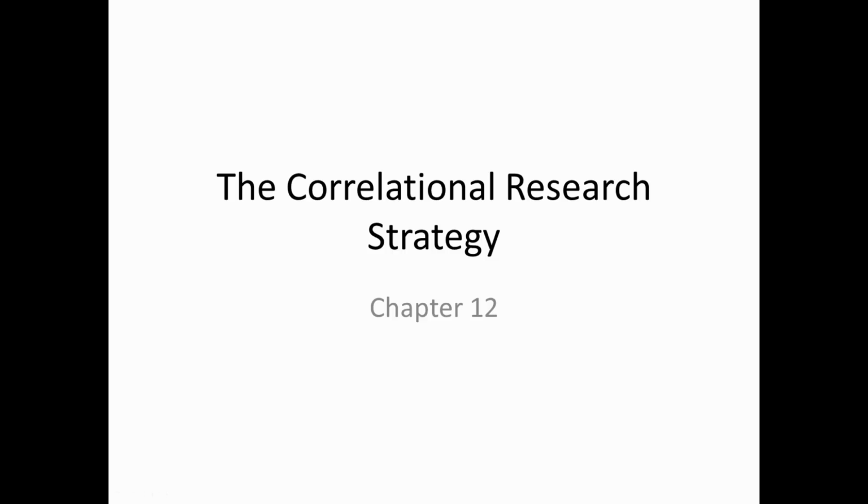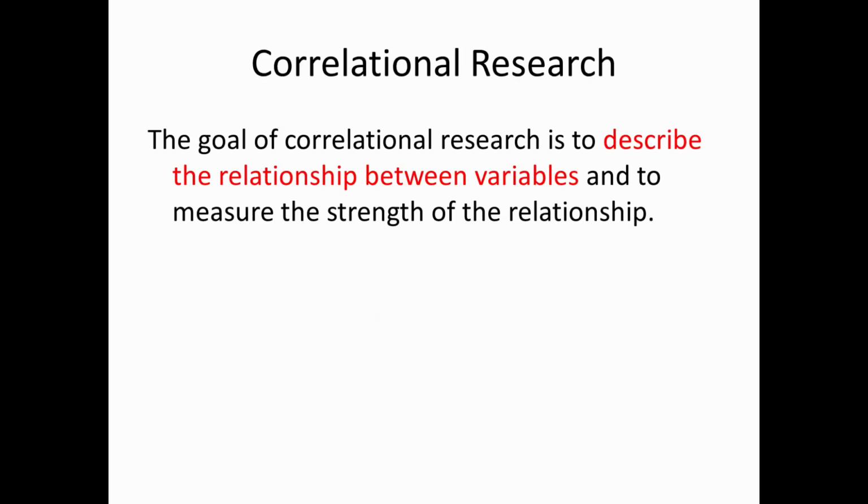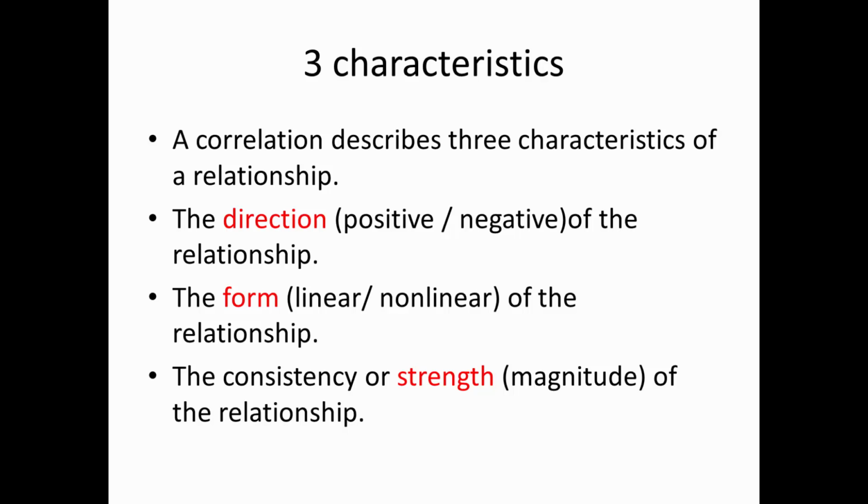Chapter 12, Correlational Research. Correlational research is a very popular research method that is used especially in education. The goal is to describe the relationship between two or more variables and also see the strength of this relationship. Each correlation has three characteristics.